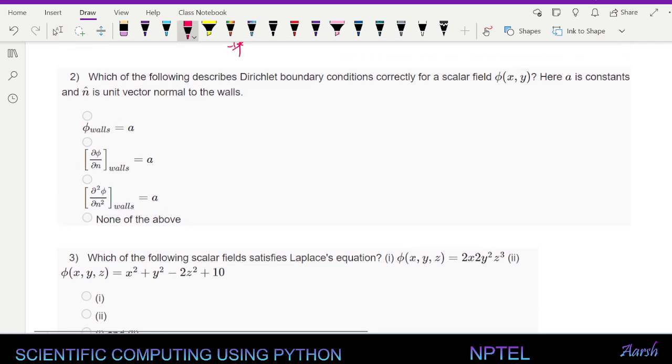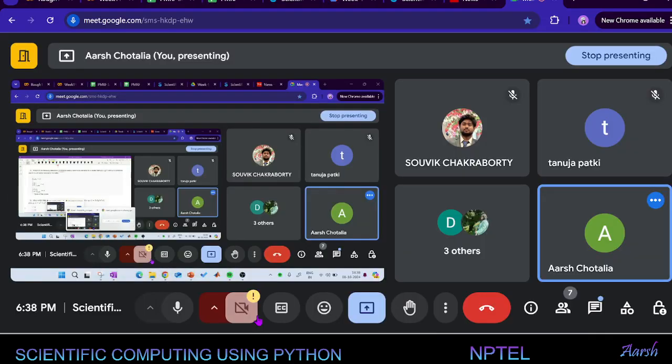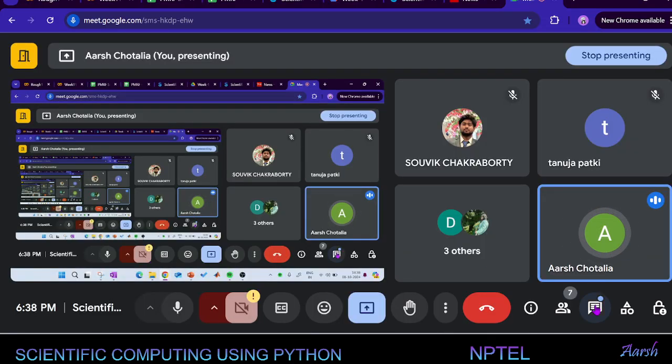Which of the following describes the Dirichlet boundary condition? A is constant and n cap is the unit vector normal to the walls. This you can answer in the chat box. First option, phi of walls is given; second, the derivative at the walls, the normal component, is given; third, the second derivative is given; and fourth, none of the above. Answers in the chat box.